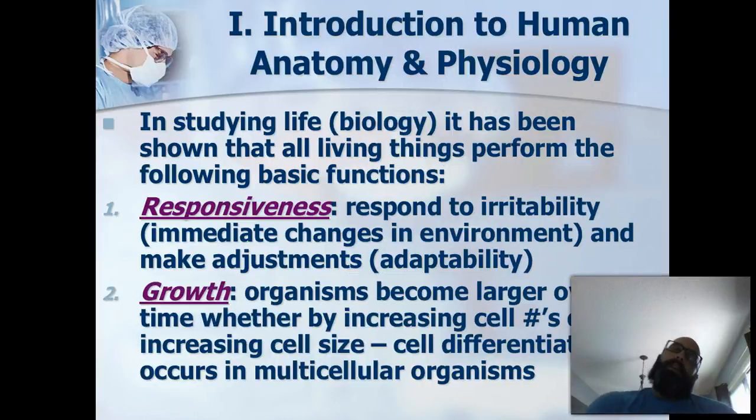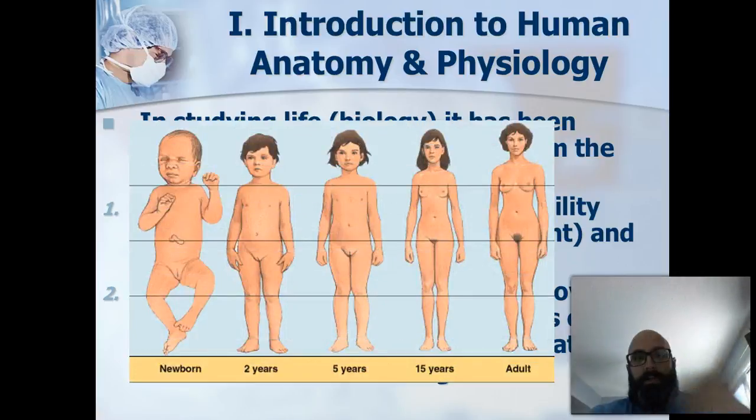All organisms or things that exhibit life grow. Organisms become larger over time, whether by increasing in cell numbers or by increasing in cell size. Humans do both of these things, but almost all humans grow mostly by increase in cell number. Cell differentiation occurs in multicellular organisms. What that means is, in multicellular organisms, cells become specialized or have specific jobs. Even though all cells share the same characteristics, not all cells have the same structure or roles, which results in cell differentiation. As you can see, from newborn to adult, growth does occur, in both cell number and cell size.